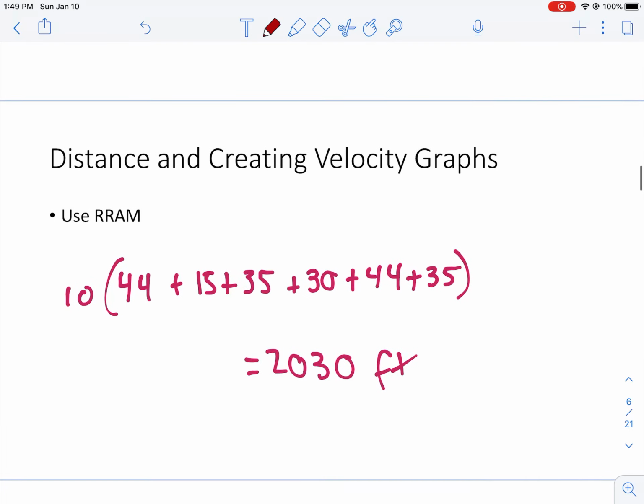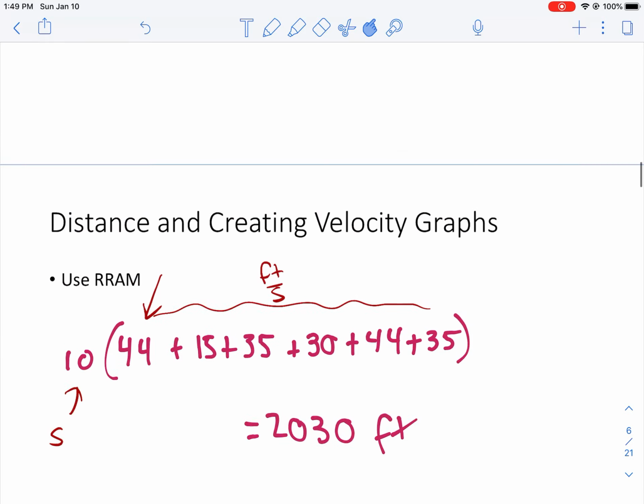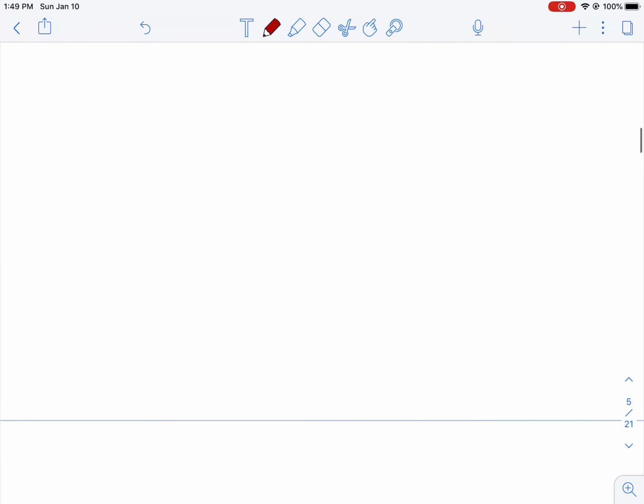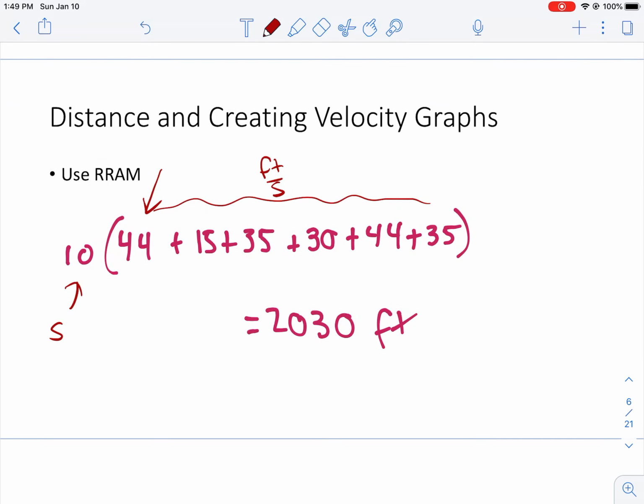If I was going to do the same exact chart but use RRAM, again, the 10 is representing the intervals of the time because they are all equal. I can factor it out on the outside, so this is in seconds. And now the only difference is that the velocities I'm using, measured in feet per second, start with the first velocity on the right side of the first rectangle. So I'm no longer using 0. I'm using the velocity on the right of this rectangle, which is 44. And I go all the way up, and I do include 35 this time because that would be on the right side of that rectangle.